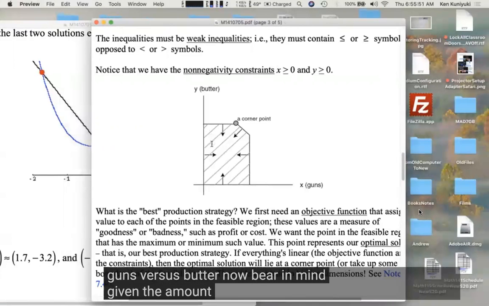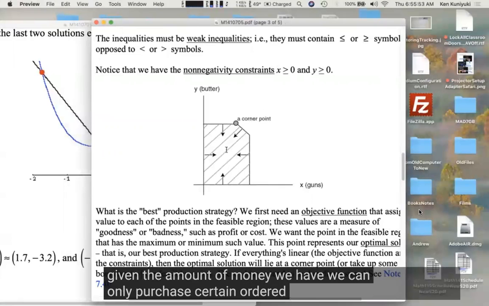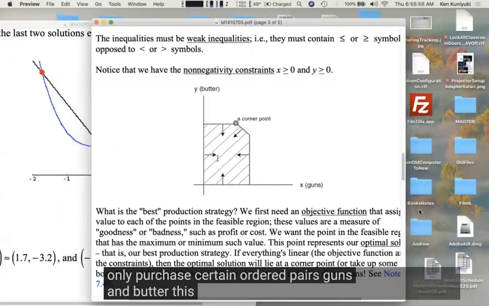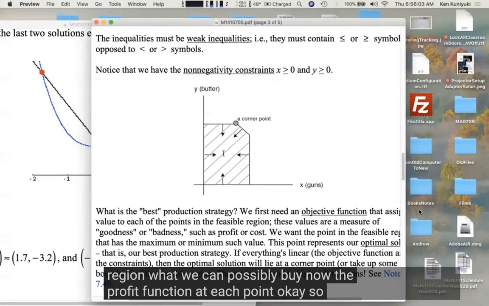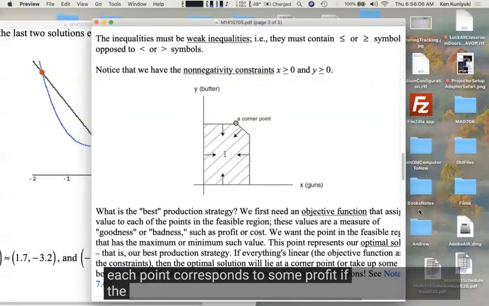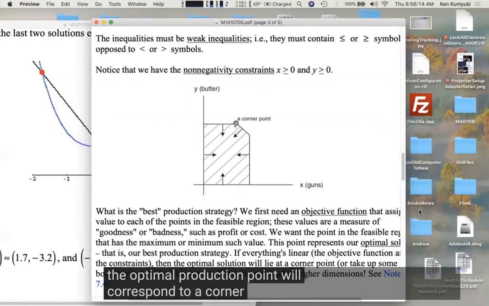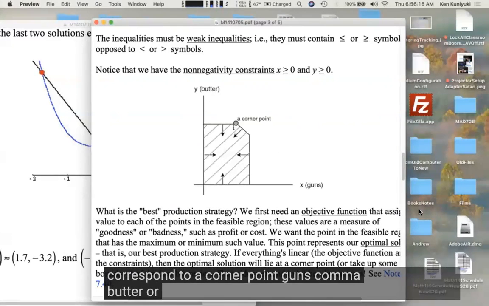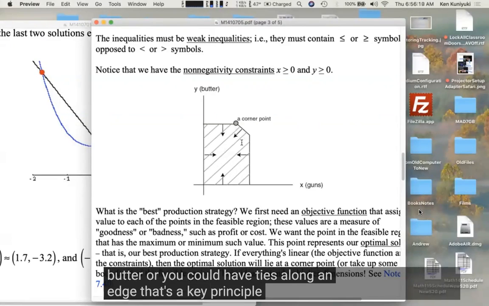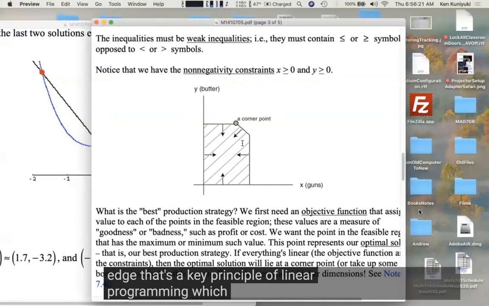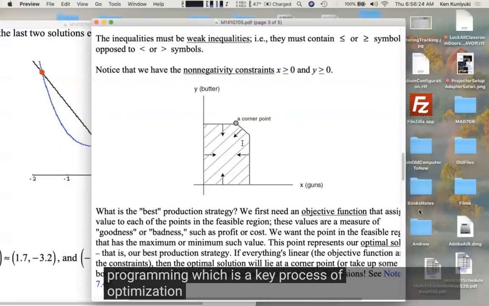Now, bear in mind, given the amount of money we have, we can only purchase certain ordered pairs, guns and butter. This is called the feasible region, what we can possibly buy. Now, the profit function at each point, so each point corresponds to some profit. If the profit function itself is linear, then it turns out that the optimal point, the optimal production point, will correspond to a corner point, guns, comma, butter. Or you could have ties along an edge. That's a key principle of linear programming, which is a key process of optimization. How do you optimize profit given these constraints?